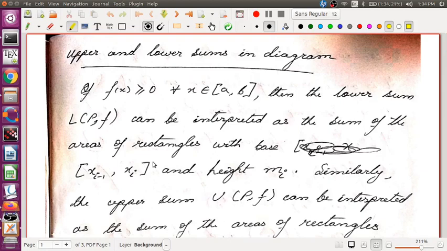Hello students. So today we will discuss the geometrical interpretation of the upper and lower sums. In last class we have seen the definition.